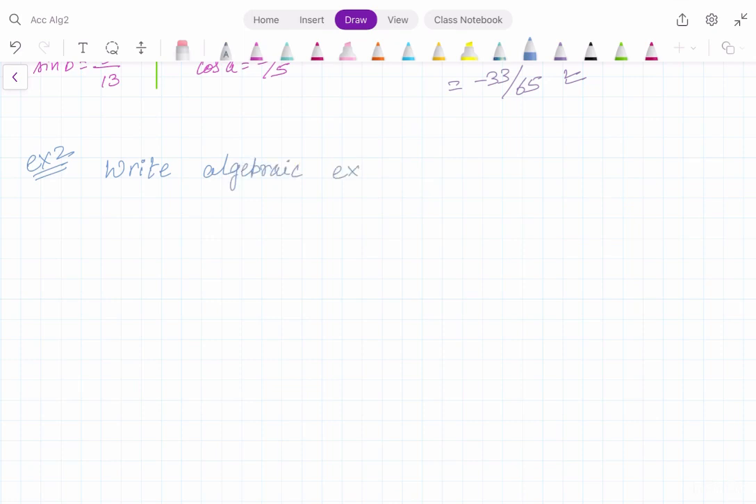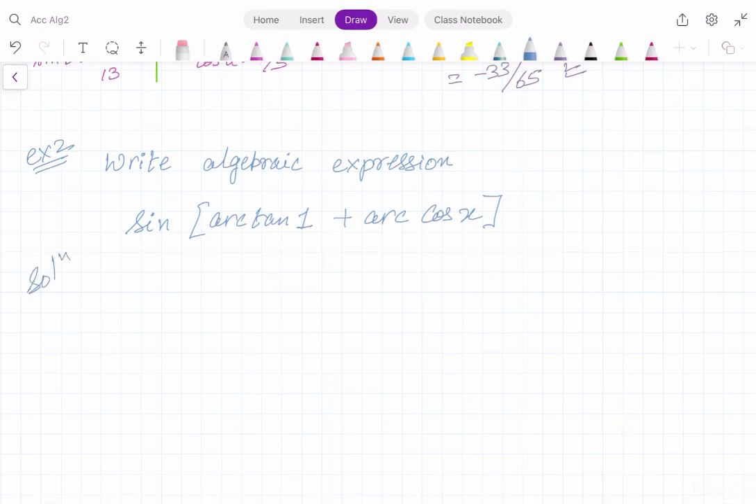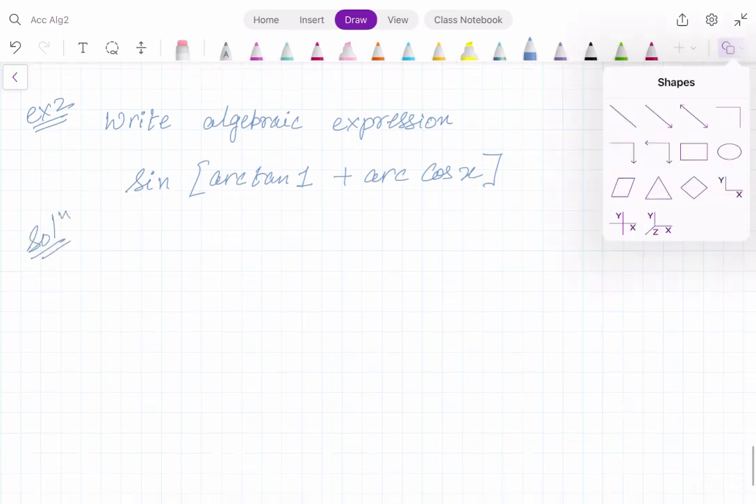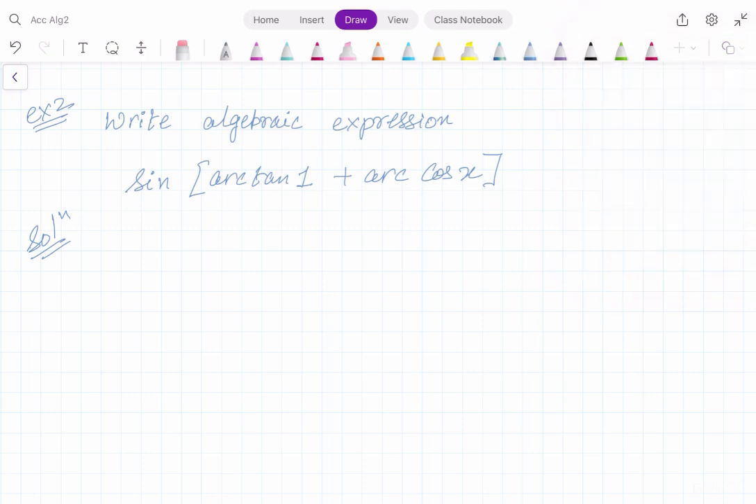Write the algebraic expression. This time let's take tangent. Oh, never mind. Let's take sine of arctangent 1 plus arc cos x. Now, they are asking for sine A plus B. In this case, A is working as arctangent 1 and B is working as arc cos x.